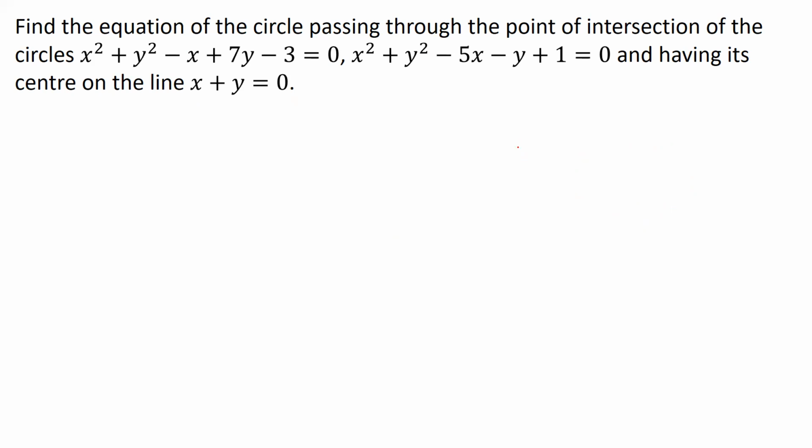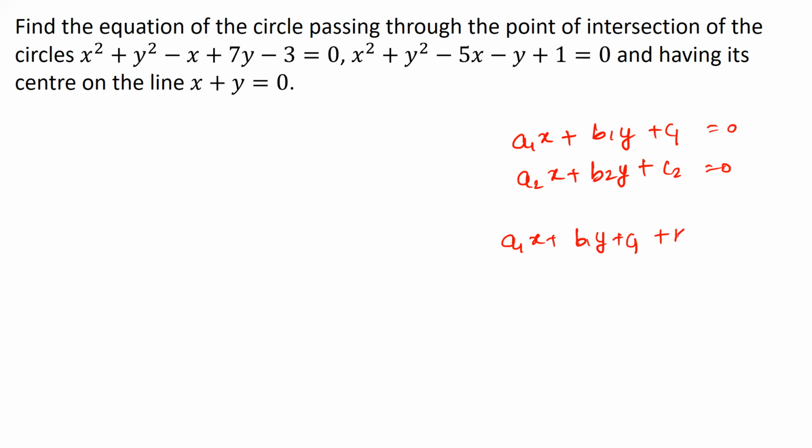So let me remind you that bit. Suppose I give you two straight lines, a1x plus b1y plus c1 is equal to 0. This is our first straight line. And suppose this is our second straight line, a2x plus b2y plus c2 is equal to 0. Then all of the straight lines that pass through the intersection of these two straight lines are a1x plus b1y plus c1 plus k times the second equation, a2x plus b2y plus c2 is equal to 0.